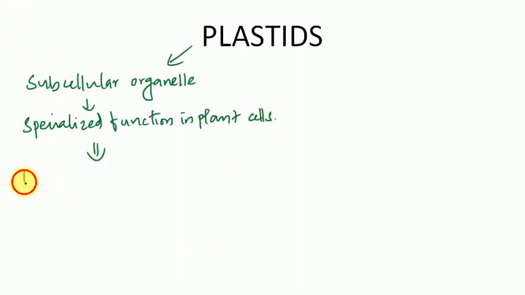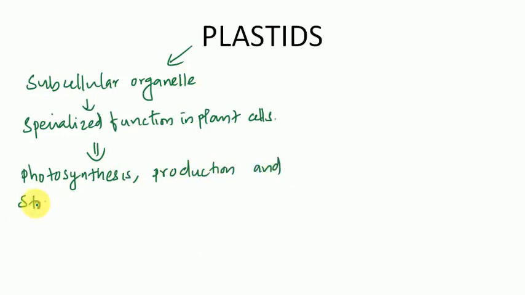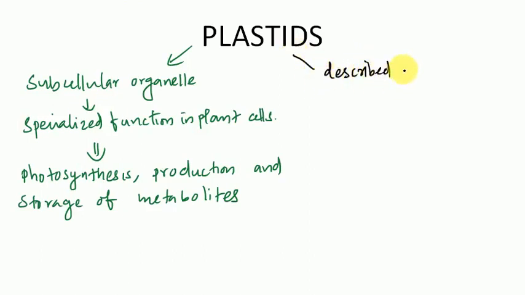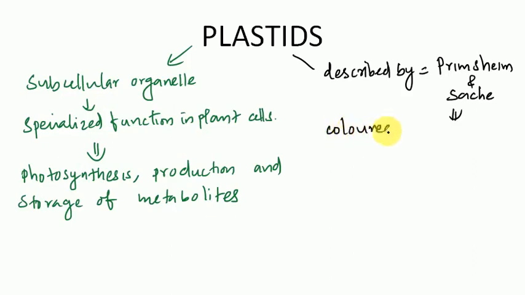Including photosynthesis, production and storage of metabolites. It is described by Primshim and Sack as colored bodies in the cytoplasm. So Primshim and Sack described plastids as colored bodies in the cytoplasm.